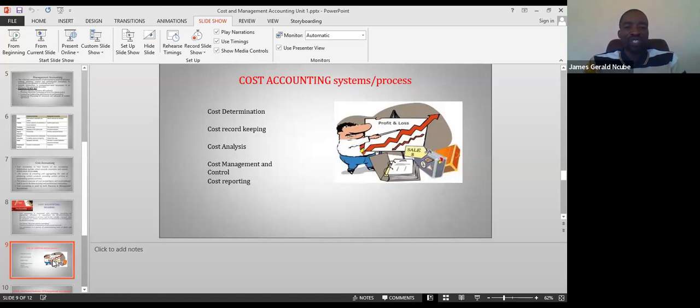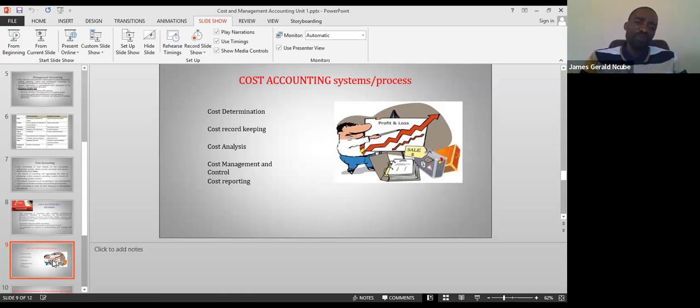After cost determination, we go to cost record keeping. There must be a record, an accounting of the cost. After that, we analyze. We're talking about cost analysis. We analyze the cost, the trends in the cost, the patterns in the cost, and the figures. We are now looking at sensitivity analysis. That's another aspect that's involved in cost analysis.